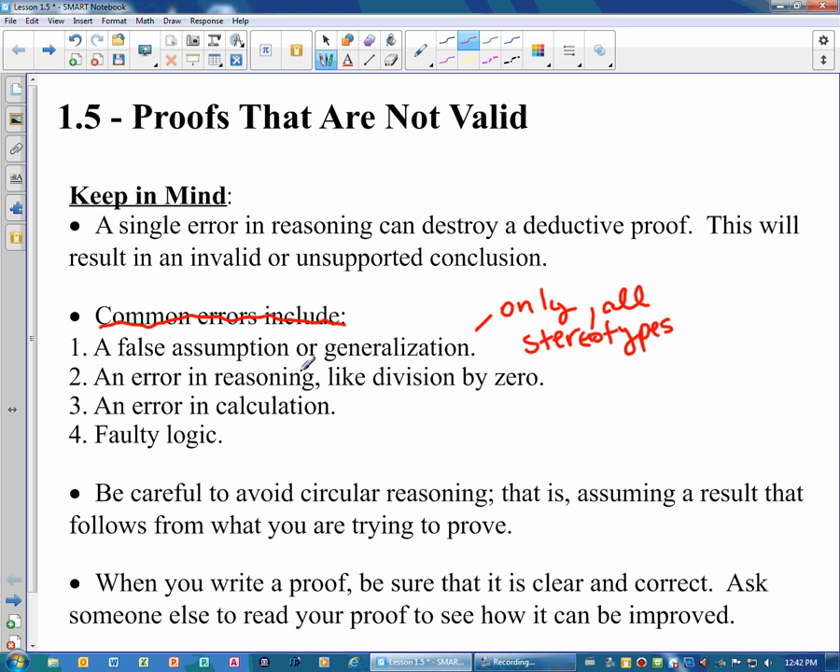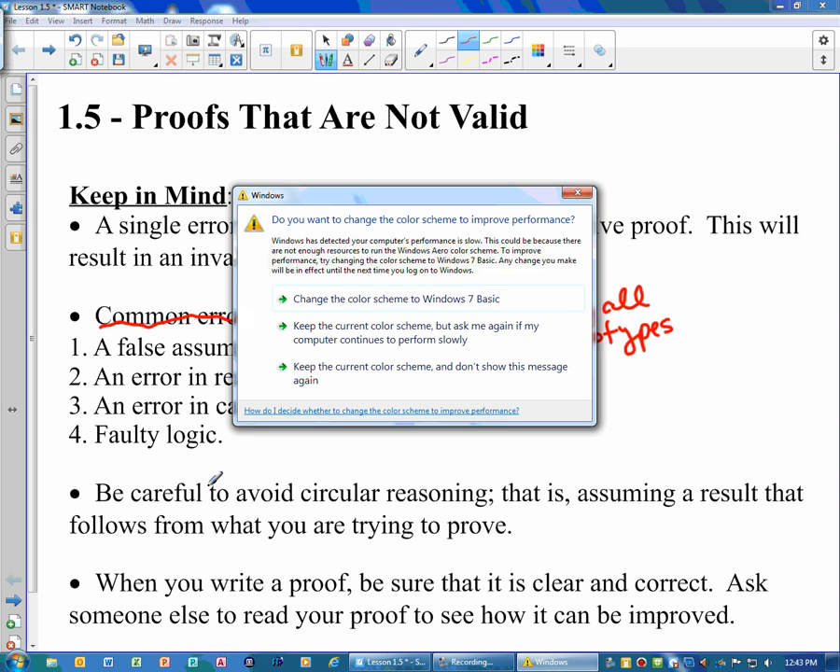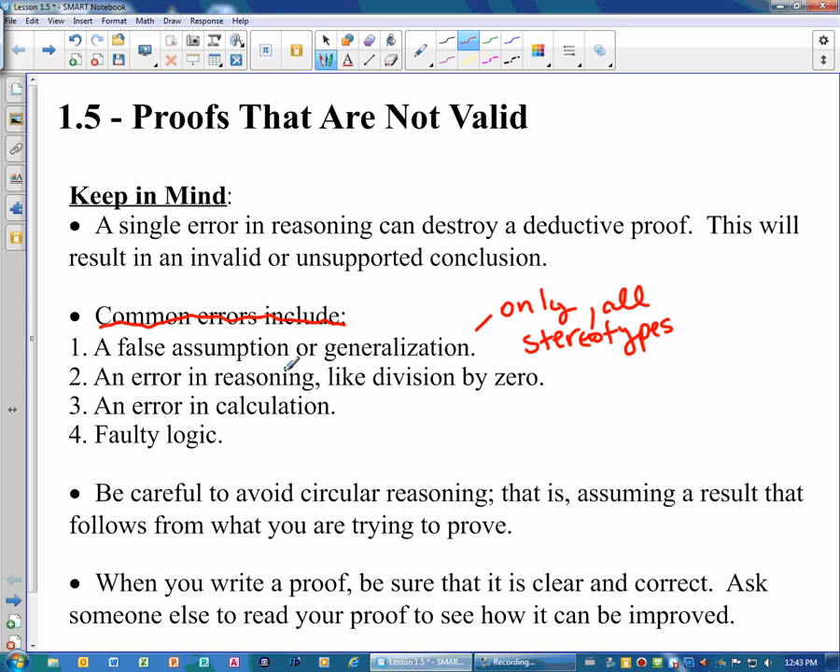Second error is an error in reasoning, like division by zero. An error in reasoning means using math processes that you know don't work, like dividing by zero isn't allowed. Number three, an error in calculation. This is flat out if you just add 2 and 2 and get 5 for whatever reason. Of course, that's going to make your proof invalid. And number four, faulty logic. If you are using some type of reasoning that someone could easily disprove, then of course that would make your proof invalid.